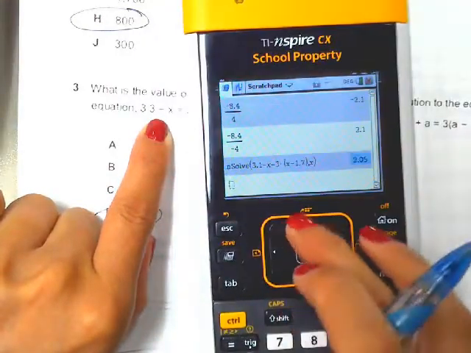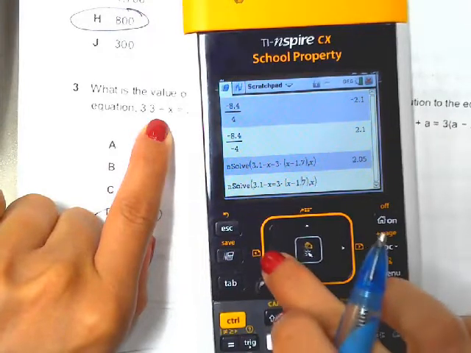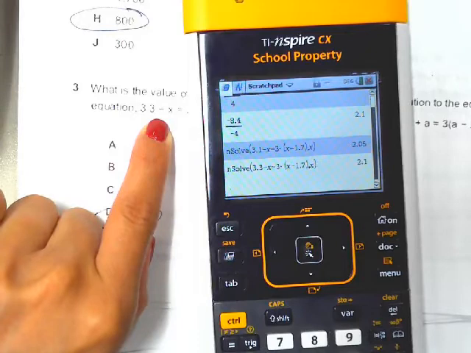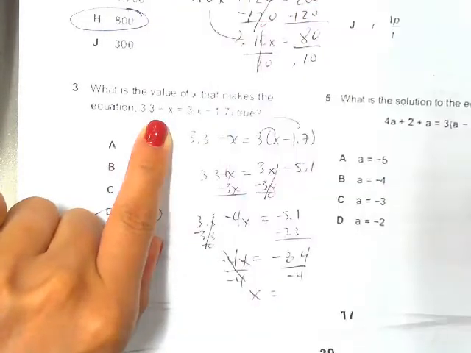Oops, that was a 3.3, not a 3.1. 3.3. There we go. 2.1.